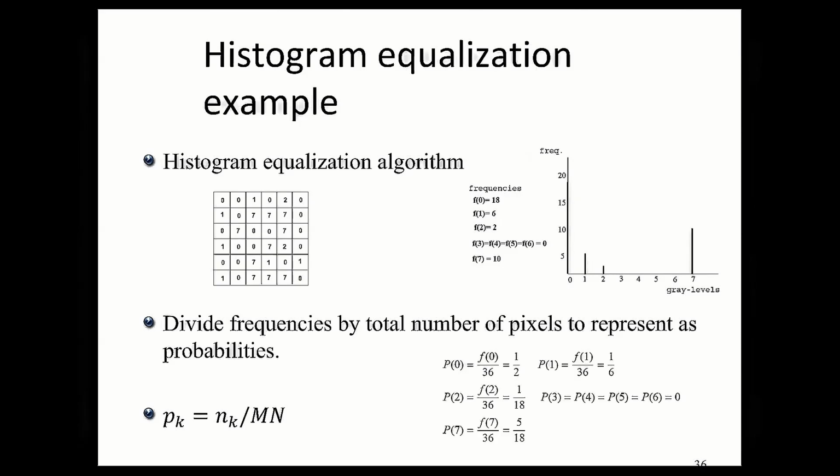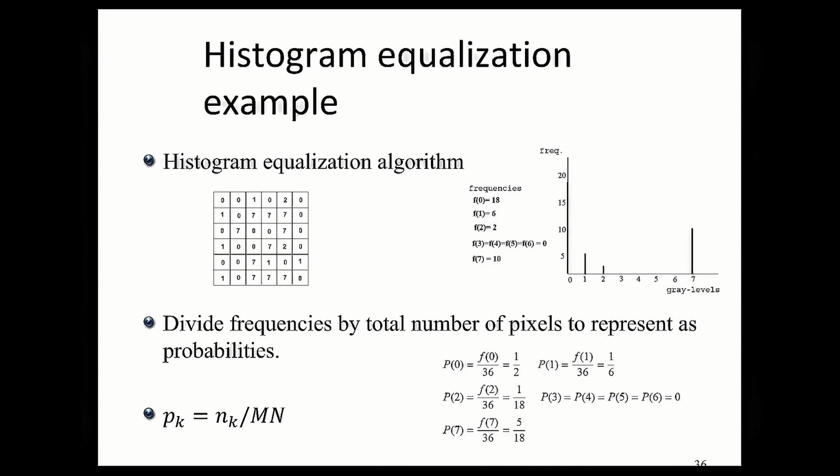So what is the probability of 0? 0 occurs 18 times, so 18 divided by 36, our total, becomes 1 by 2. Then 1 is 6 divided by 36. 2 is 2 divided by 36. The others are 0. And 7 is 10 divided by 36. So you get all these probabilities.